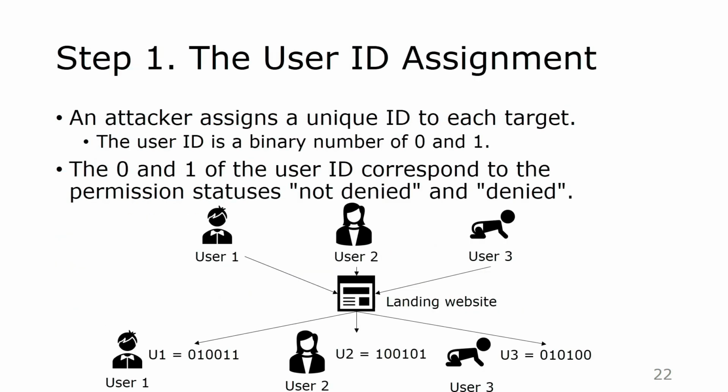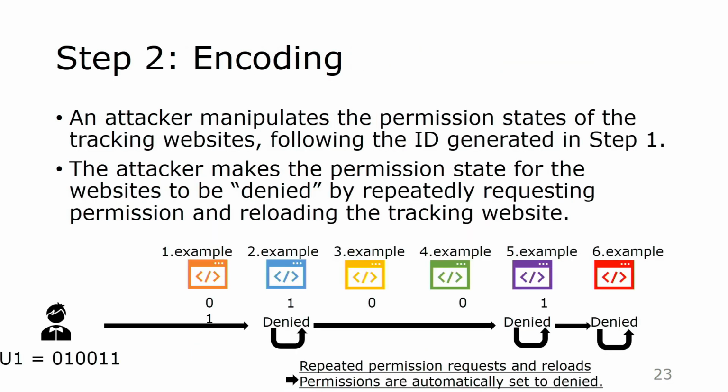In step 1, the user ID assignment, an attacker assigns a user ID to each target. The 0 and 1 of the user ID correspond to the permission status, not denied and denied. Therefore, the user ID is a binary number. In step 2, encoding, using JavaScript code, an attacker manipulates the permission state of the tracking websites following the ID generated in step 1. The nth digit of the user ID corresponds to the permission status of the nth website.